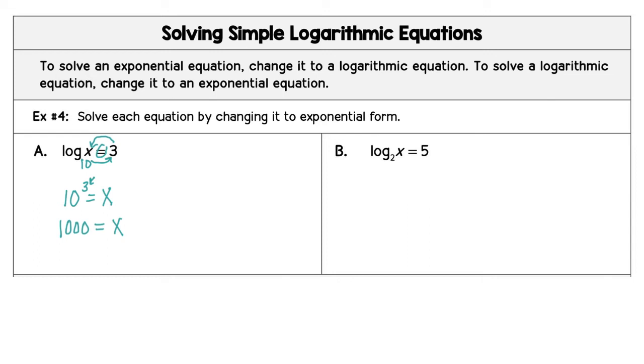And so you're going to do the same thing in part B. This time our base is 2. So you're going to say 2 to the 5th power equals x. 2 to the 5th power is 32, I believe. And equals x. All right, so there's how you change it from logarithmic to exponential form.